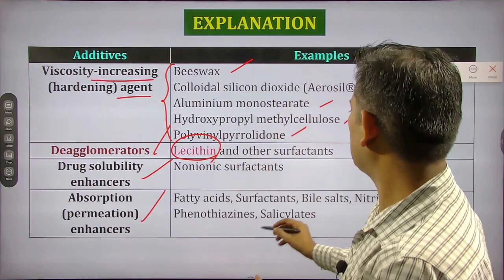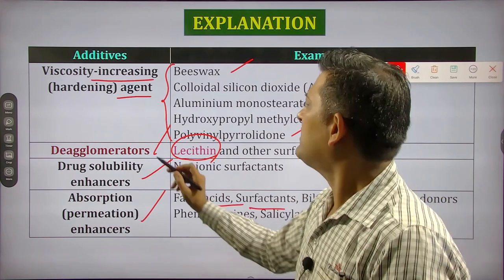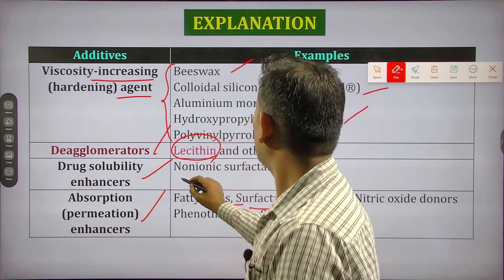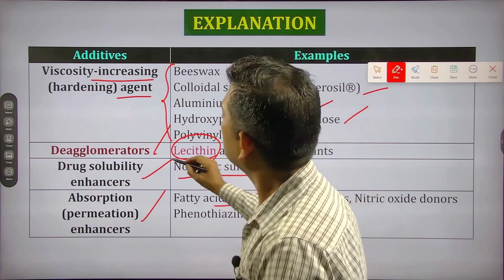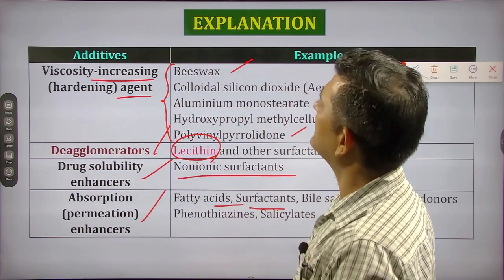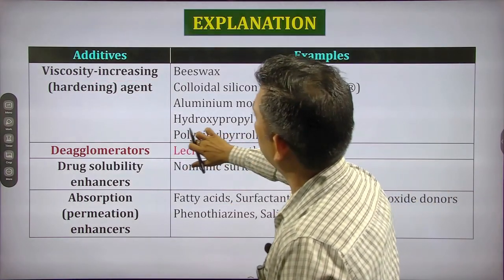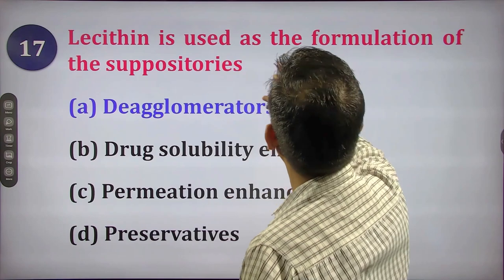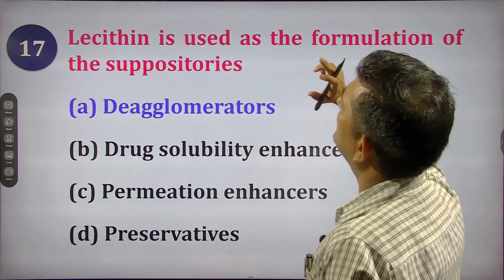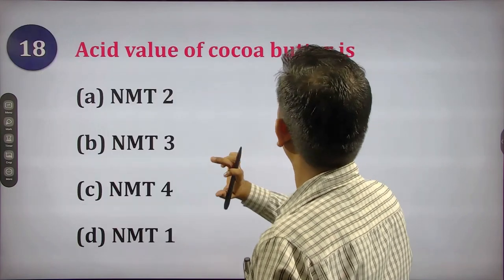For permeation enhancers, we have fatty acids and surfactants, and for drug solubility enhancement, we have non-ionic surfactants used. But for deagglomerates, lecithin and other surfactants are used. So, as far as the previous question is concerned, lecithin is used in the formulation. Supposed to be what type of formulation? That is deagglomerates. Yes, next question.